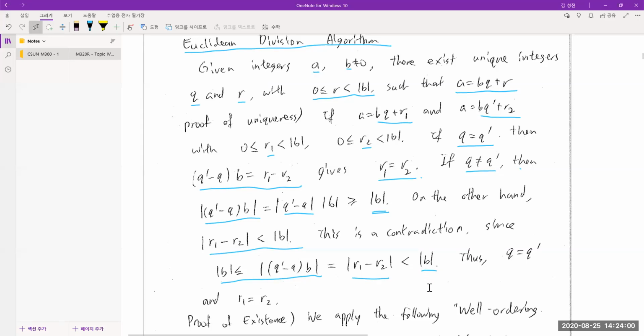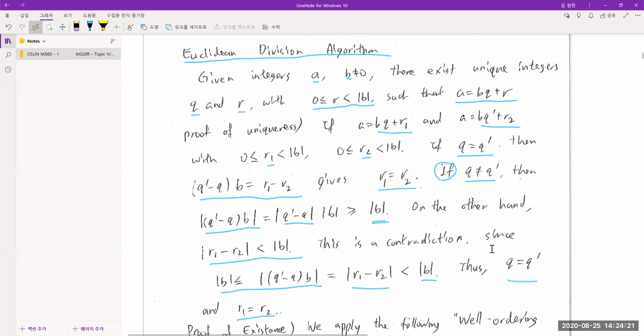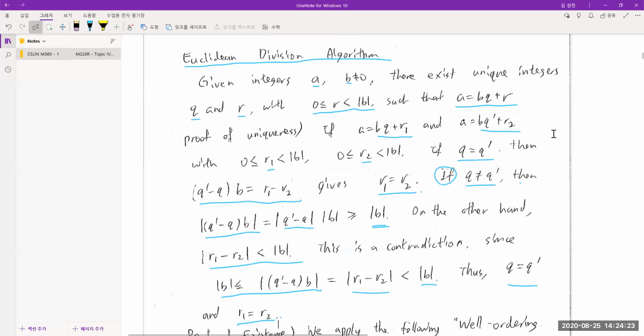All right. So that means the case q not equal to q prime cannot hold. So we must have q and q prime the same. If that is true, then we are guaranteed that r1 and r2 are the same. Therefore, the division algorithm gives us a unique set of integers q and r satisfying the inequality and the identity here.